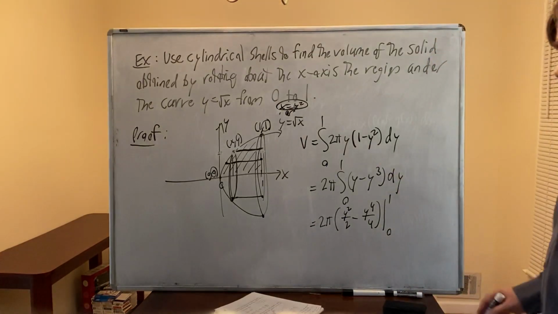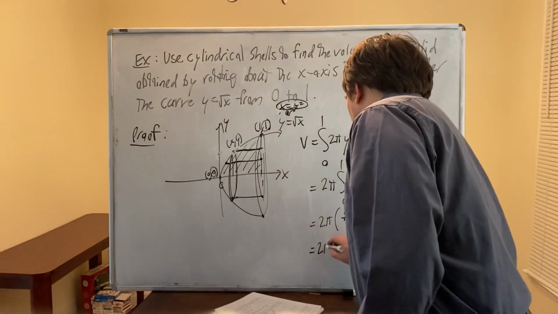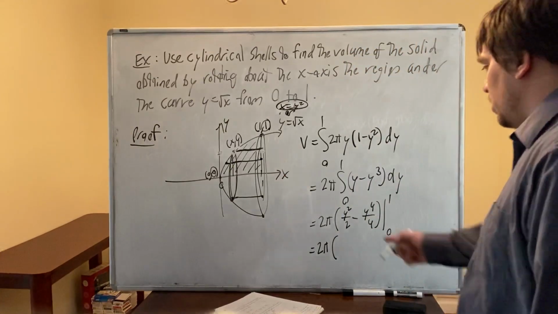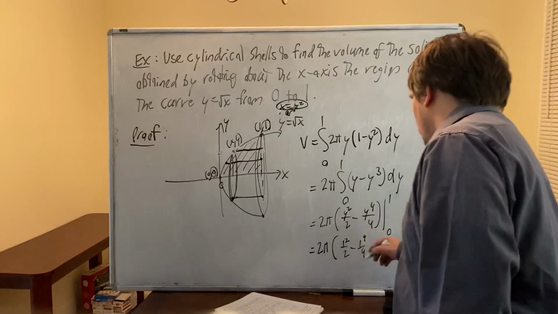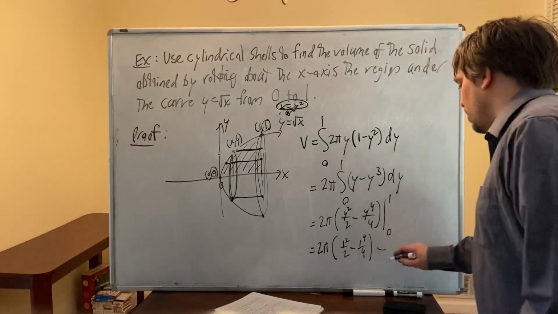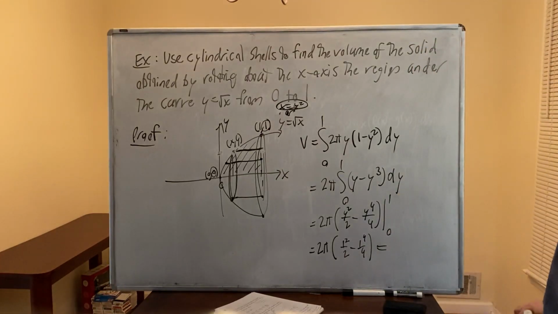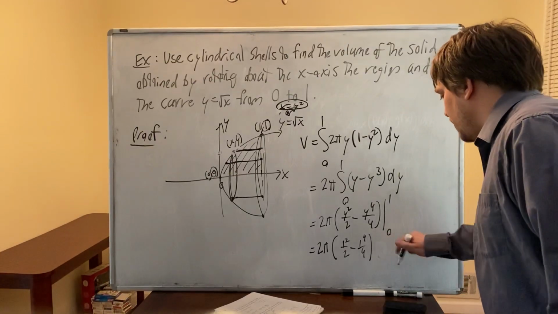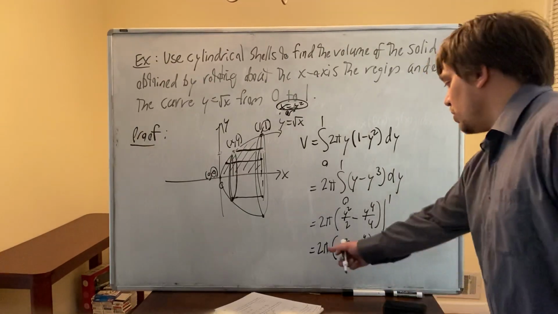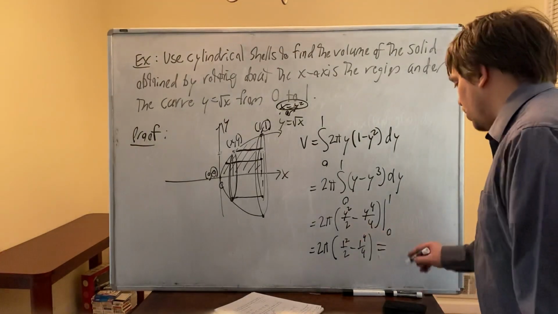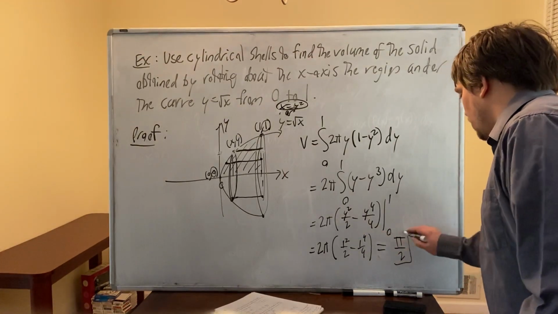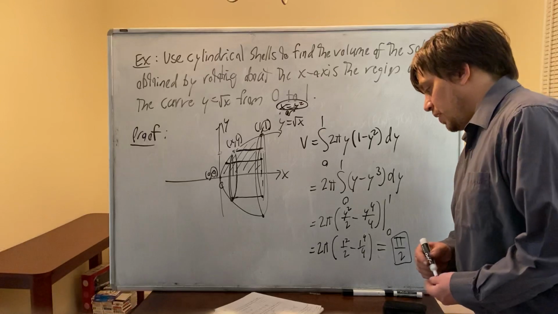And this is equal to 2 pi times, plugging in 1, which is 1 squared over 2 minus 1 to the 4th over 4 minus 0. So I just get rid of the minus 0 part. And that's equal to 2 pi times 1/2 minus 1/4, which is 1/4. 2 pi times 1/4 is pi over 2. That's equal to pi over 2. Okay?